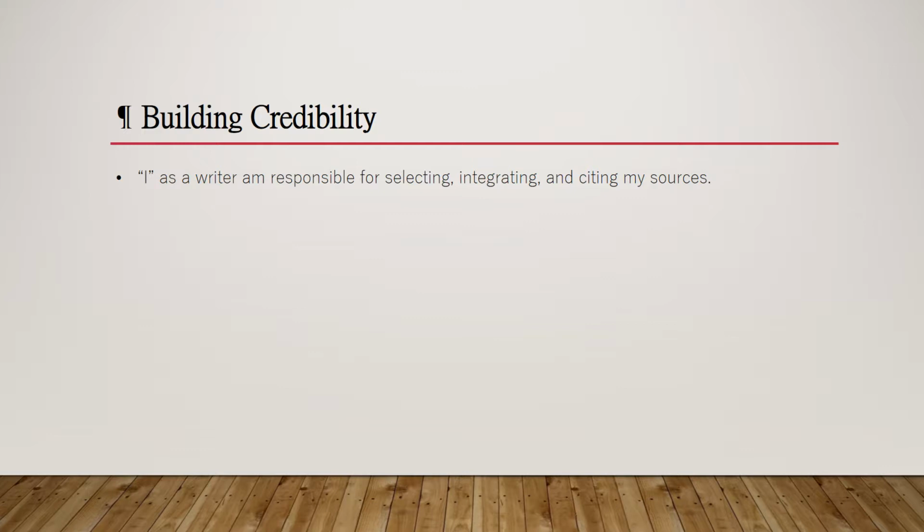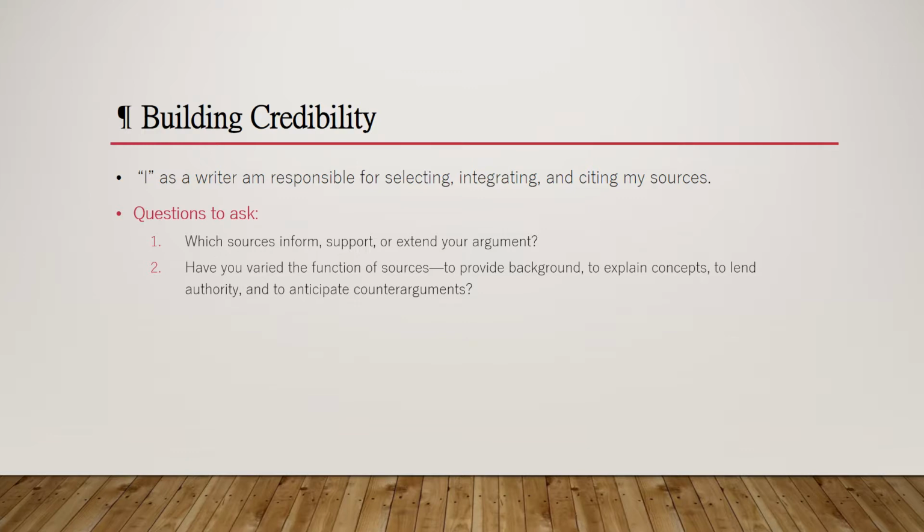When citing one's sources, a writer should consider these questions to be certain that the sources chosen build credibility with their audience. First, which sources inform, support, or extend your argument? Second, have you varied the function of sources to provide background, to explain concepts, to lend authority, and to anticipate counterarguments? Third, do you use signal phrases to indicate these functions? Fourth, do you explain how your sources support your argument?